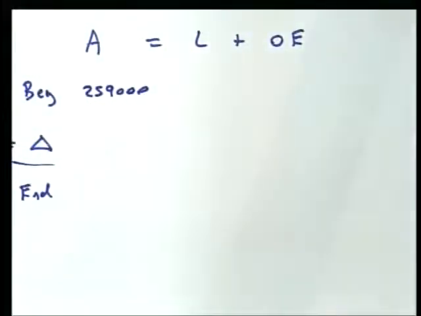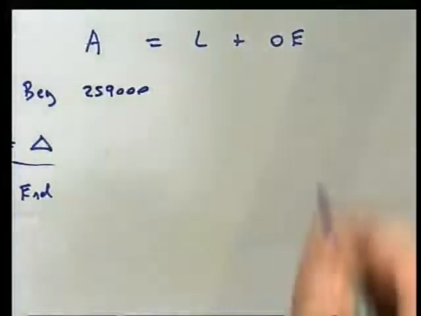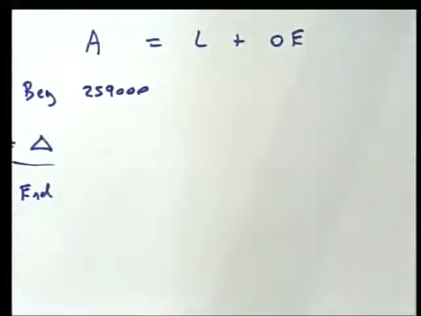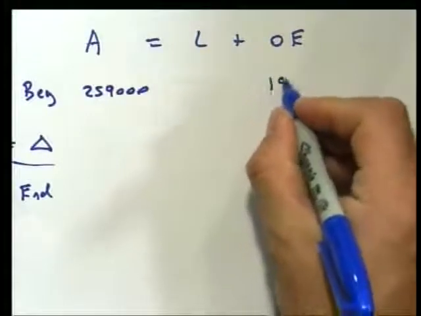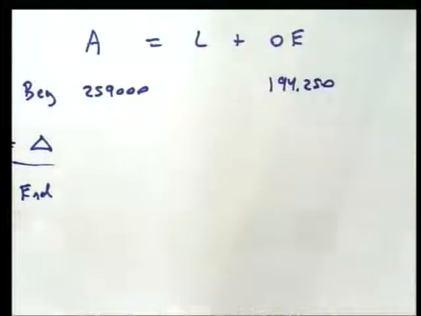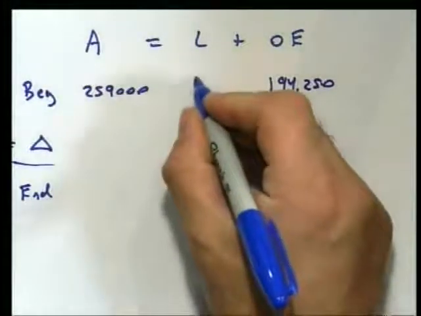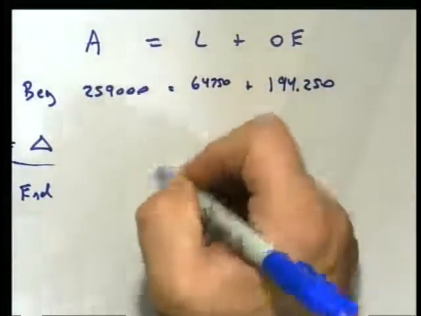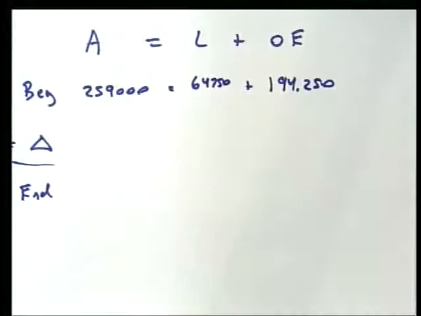And its equity is 194,250. Is that correct? Let me read that. 194,250. Okay. Well, right away I can figure out liabilities there, can't I? 64,750. Okay. What do they go on and tell us?